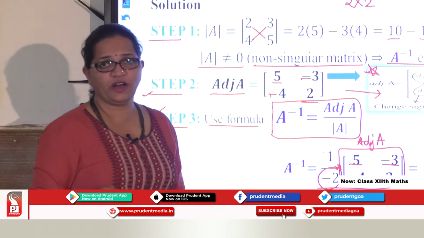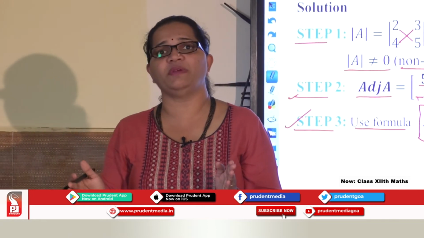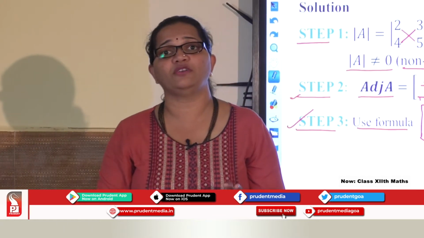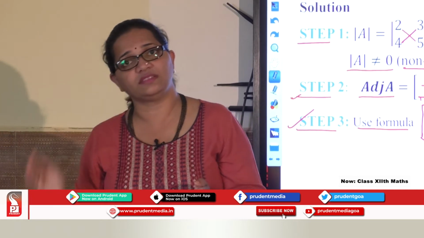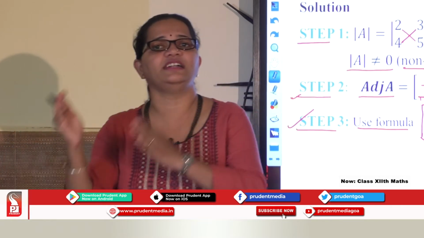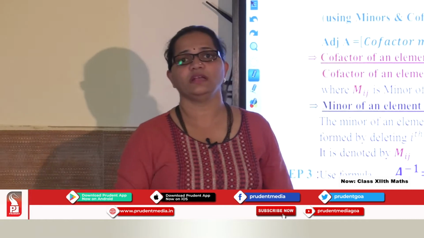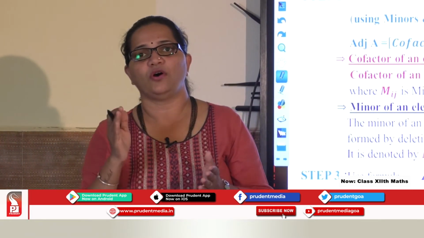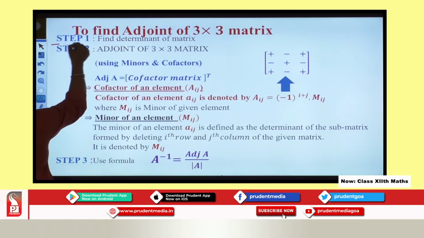So far I have been talking about finding the inverse of a 2 by 2 matrix using the adjoint method. Let us talk about finding the inverse of a matrix of order 3 using the adjoint method. This procedure is a little different from what we followed here. So I am finding the inverse of a matrix of order 3, and here again we follow 3 steps.